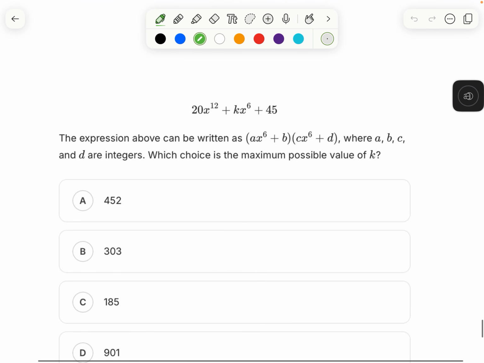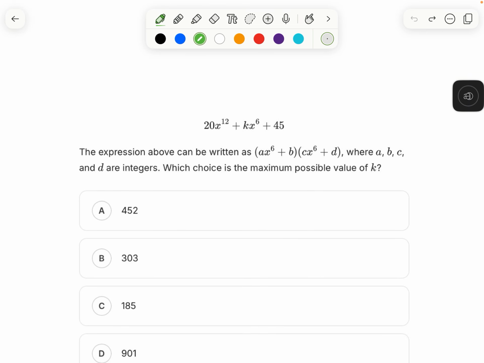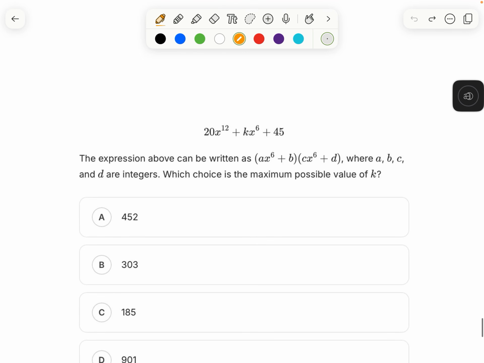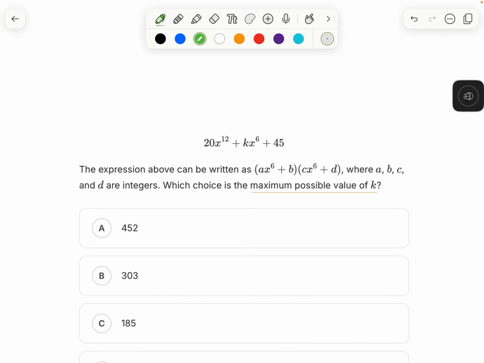Okay, so here we have the following expression given, and it can be written in this form where a, b, c, and d are integers. Which choice is the maximum possible value of k? So right away, we know our end goal is to maximize that value of k. Okay, so now how do we actually get to that?